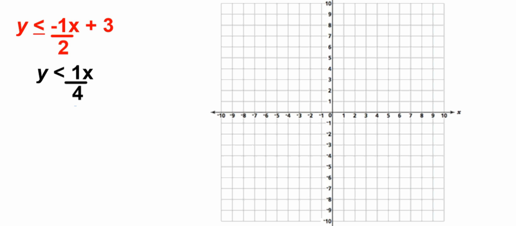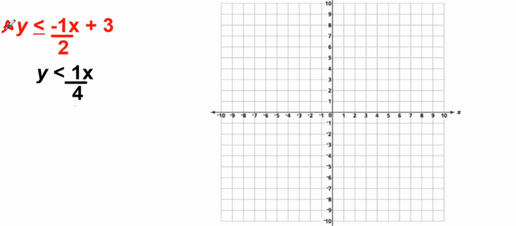We always want to make sure we have solved for y, so our inequality is in slope-intercept form. Y is less than or equal to negative 1/2 x plus 3, and I have y is less than 1/4 x. So the very first thing I need to do is just concentrate on that first inequality. So we're going to look at this top one and we're going to graph that.